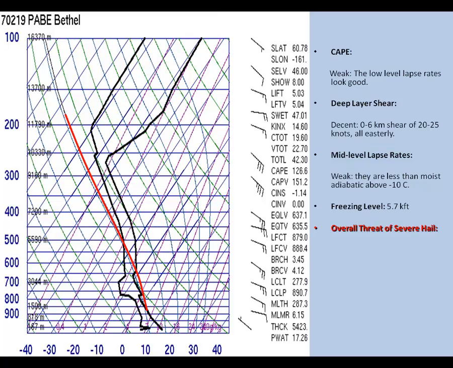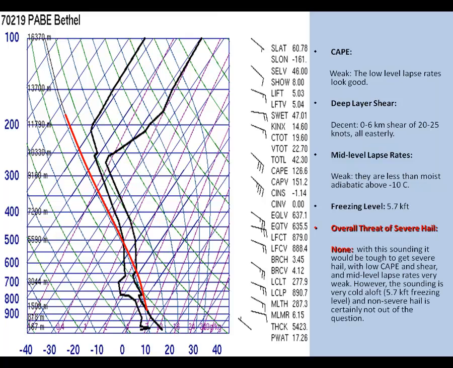So even though the freezing level is 5.7, the overall threat of severe hail would be none in this sounding. It'd be tough to get any severe hail, especially with those lapse rates like they are aloft, and with low cape and shear only being decent. It's a good point about this sounding too, that since the freezing level is so low, non-severe hail is certainly not out of the question.